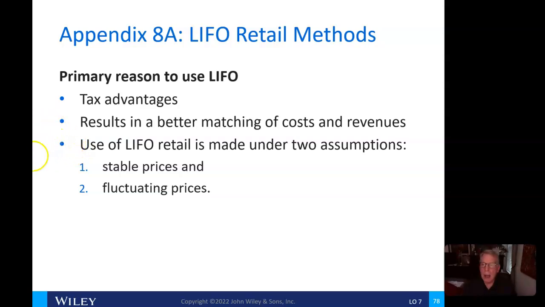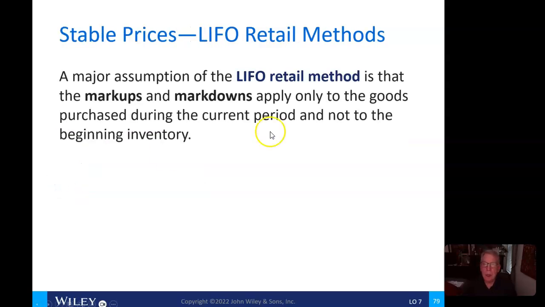So LIFO retail is made under two assumptions. There's stable pricing or there's fluctuating pricing. A major assumption of the LIFO retail method is that the markups and markdowns apply only to the goods purchased during the current period and not to beginning inventory. Stable prices.